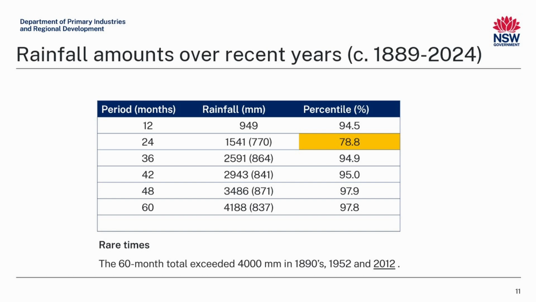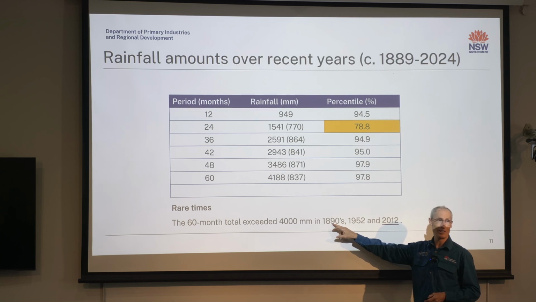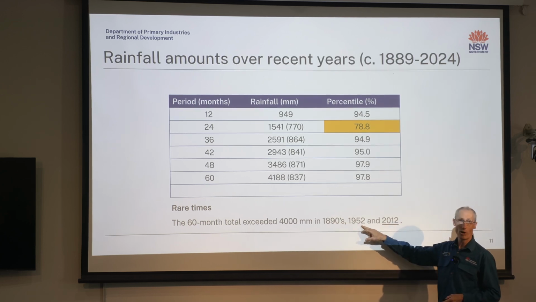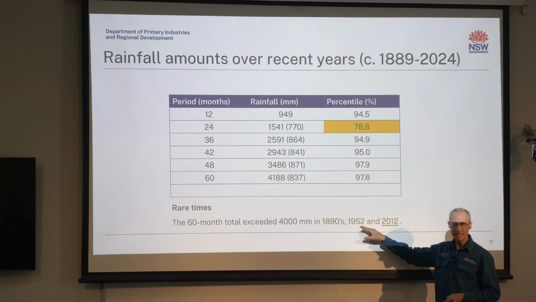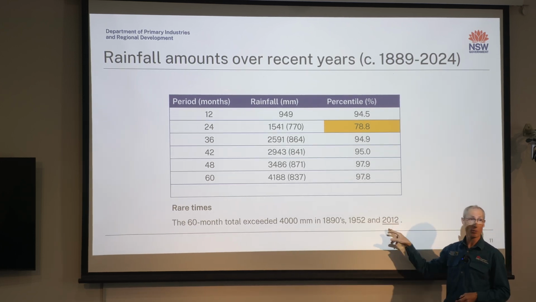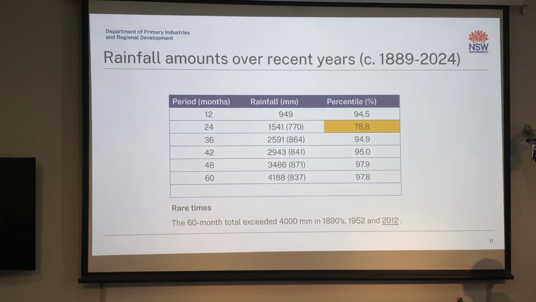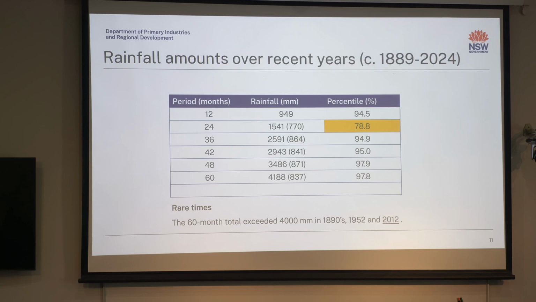This 60 months total has only exceeded 4,000 millimetres a few times in our rainfall record. The 1890s, none of us were here. 1952, some of us might have been very young. 2012, we're probably all here. So very rare times indeed.